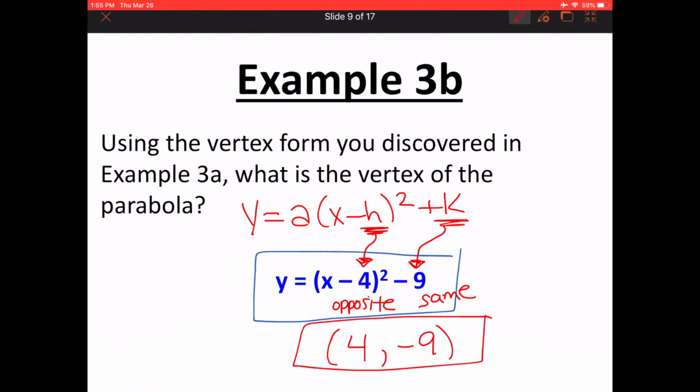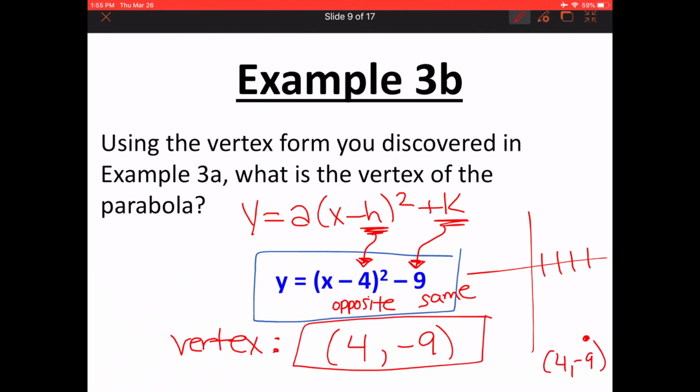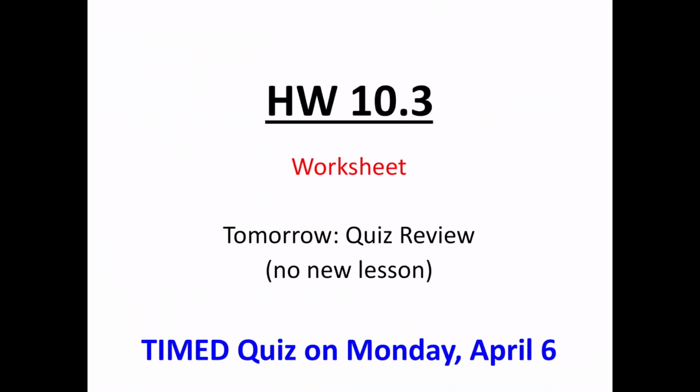So this here at the bottom would be my vertex, and remember that is an ordered pair on a coordinate grid. So if I wanted to graph that, I could. I would go 4, and then I would go down 9. So this would be my vertex. Okay, guys? And that's why getting equations into vertex form is so important, because it gives us a lot of really valuable information. And that is it for our lesson here in 10.3.